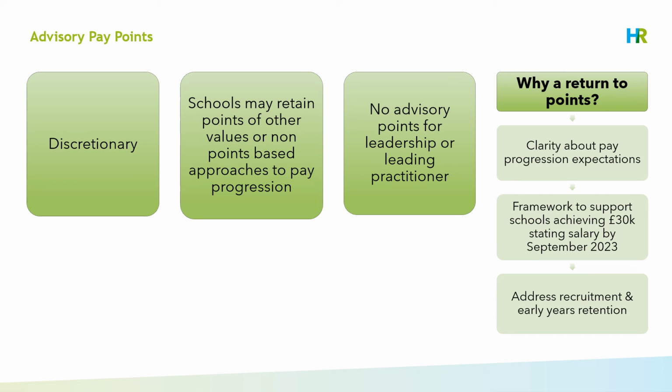So why did the government resume publishing points? The government has stated that this is to create greater clarity about pay progression expectations, in recognition of some of the confusion that has been in place with regards to pay since mandatory points were removed in 2013. The government has pledged that nationally the starting salary for teachers will increase to £30,000 by September 2023, which requires a significant uplift in teachers' pay this year to meet that requirement. The points are a framework to support schools to achieve this.